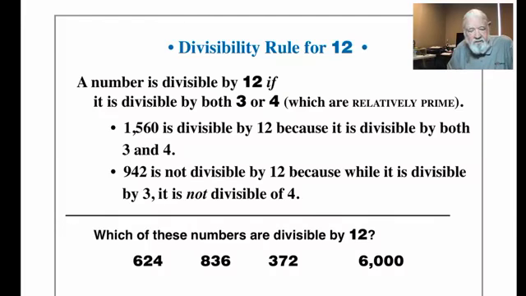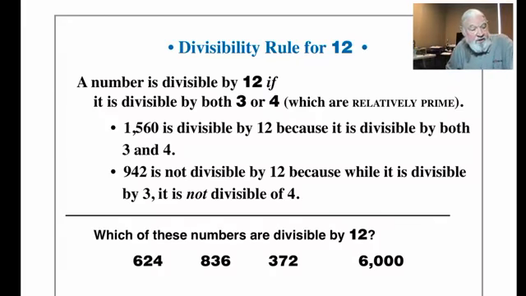It's good. What else? How about 836? Is that divisible? Well, let's see. By 12, we need it to work by 3 and by 4. 8 plus 3 is 11, plus 6 is 17. So 3 will not go into 17, so 836 does not work.